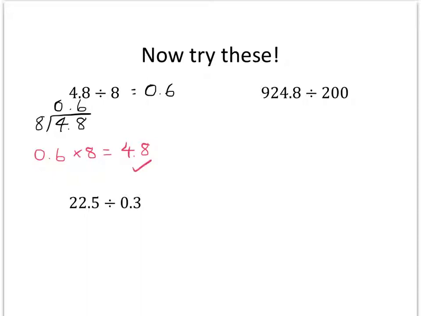Okay, second one there, 924.8 divided by 200. What I'm going to do is think about that 200 as 2 and 100. So I'm going to rewrite this division as 924.8 divided by 2 and then divide by 100. So 924.8 divided by 2. I'll just do a bit of working out up here.